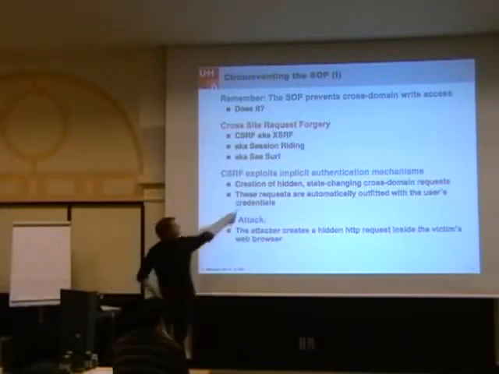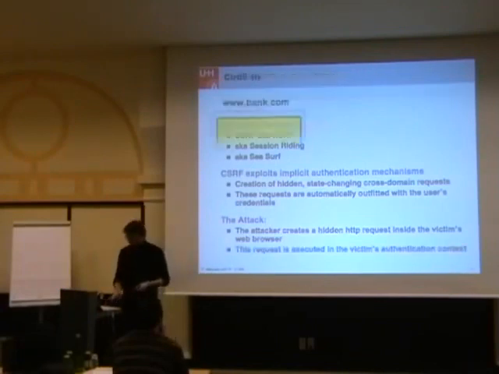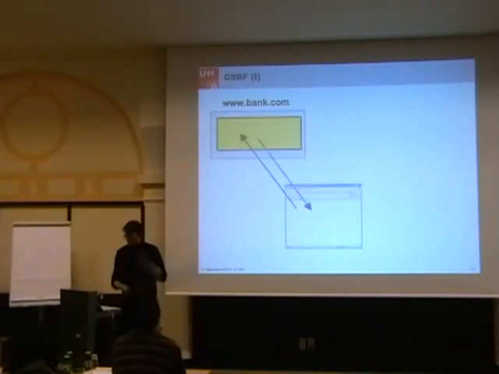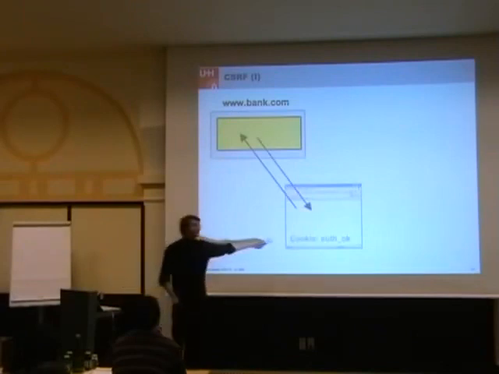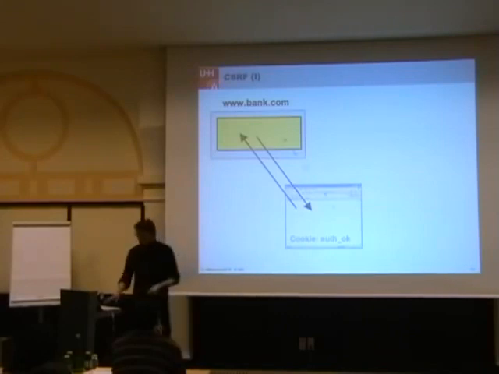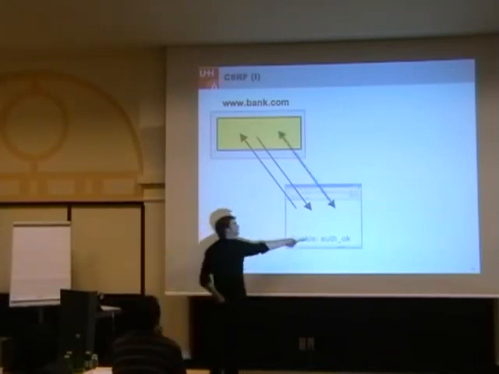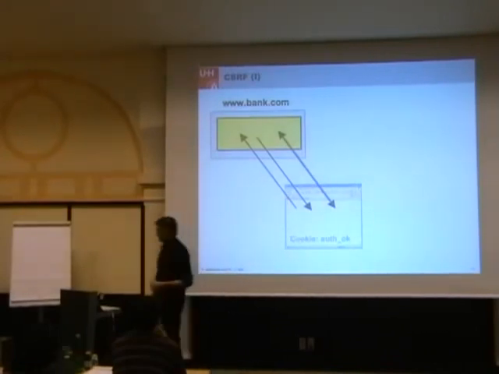And as we are using implicit authentication, these requests are automatically outfitted with the user's credentials. The attack, I have a nice example. So this is me, this is my browser, and I want to do some banking with my bank. And so I say, hi, I'm Martin, my password is foo. The bank says, hi, Martin, here's your authenticator cookie. And now I can go on and do as much banking as I want to, because the cookie is attached to all my further requests that go to bank.com.